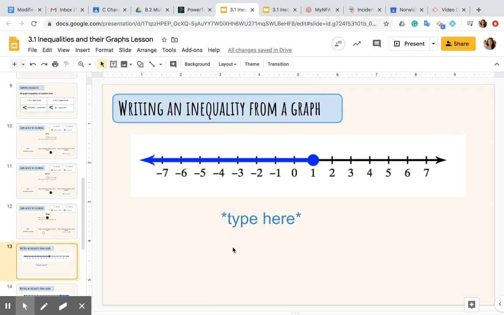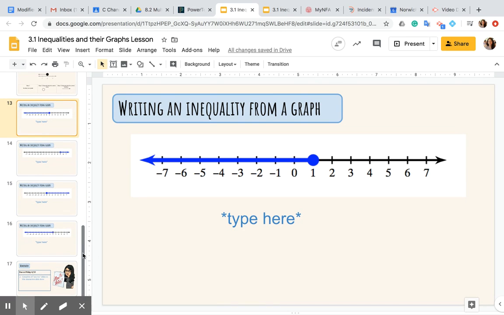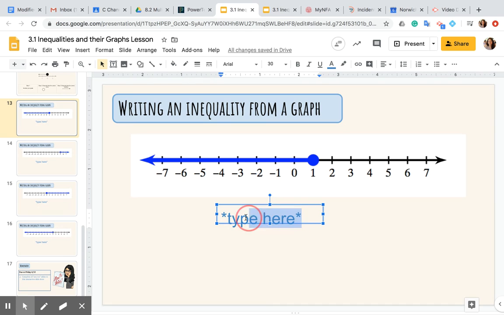All right, last thing that we'll cover before we wrap up our lesson today: how to go backwards, how to go from a graph to an inequality. The easiest way to do this here is to look at the number beneath the circle and start by typing that, okay? So I know that my inequality is going to have a 1, and I know that I'm going to have a variable. I always like to put the variable to the left, okay?